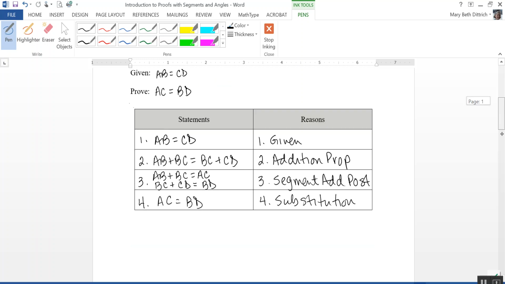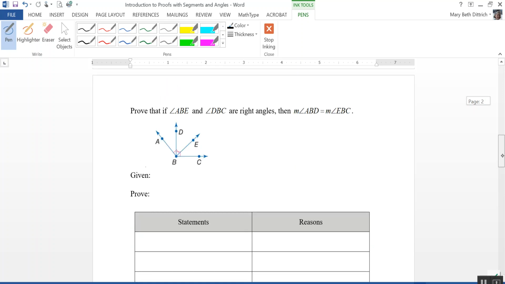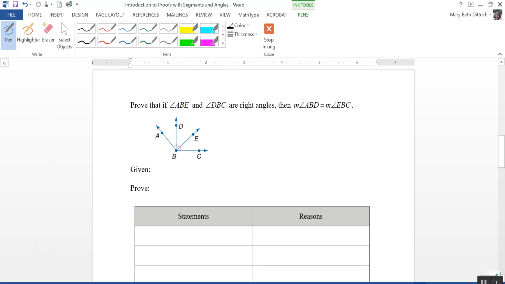Let's take a look at a second one here that deals with angles. This one says, prove that if angle ABE and angle DBC are right angles, then the measure of angle ABD is equal to the measure of angle EBC. So let's take a look at the picture here. Angle ABE, that's a right angle, and angle DBC, that's a right angle. And what I'm trying to show is that angle ABD, so that would be this one right here, is equal to the measure of EBC, that would be this one right here.